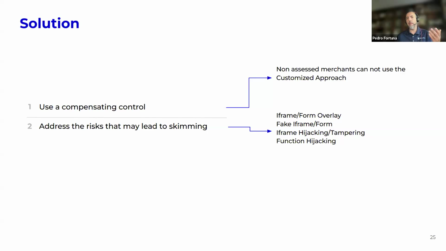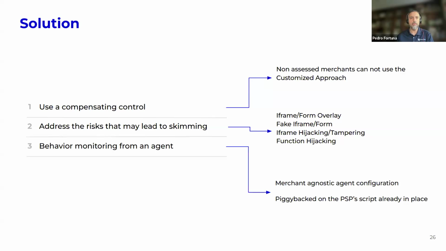At this stage, that meant we had a list of these attacks, and we had to come up with mitigations for all of these using the solution. It also became clear that we had to use behavior-based monitoring via an agent, one that would effectively prevent misbehaving or malicious scripts running on the parent page from interfering with the payment iframe, or from creating new iframes or forms that could be overlaying the legitimate form and iframe.